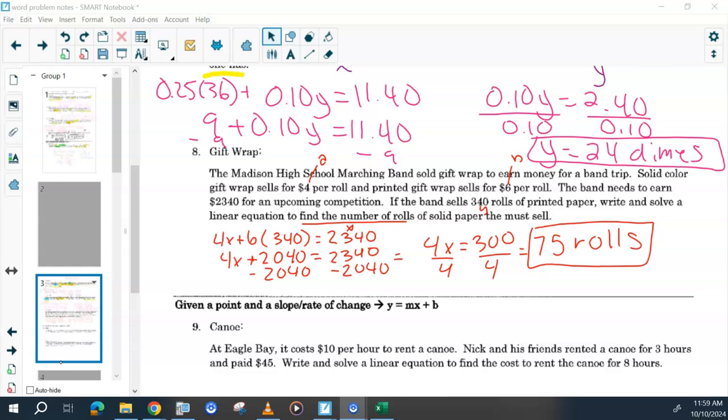I did want to mention one thing. If your final answer is a negative number in any of these problems, that should tell you something is off. Because we can't have negative rolls or negative dimes or negative whatever. Okay? So be mindful of that.